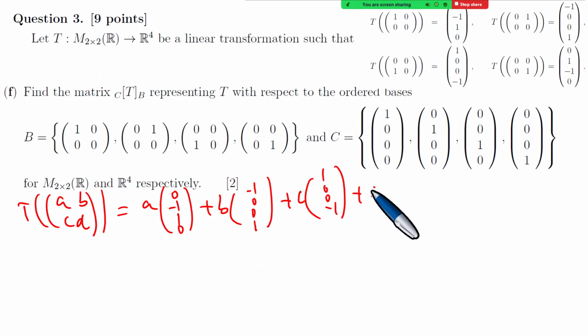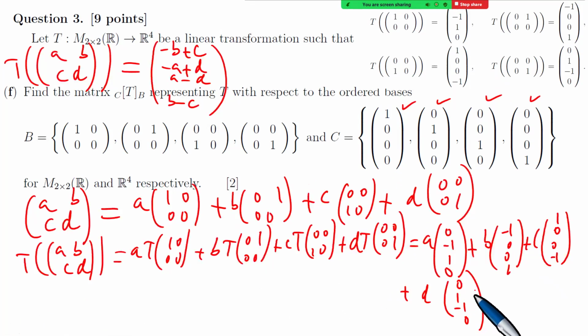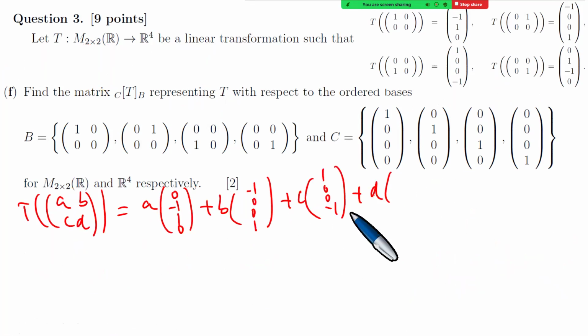Appears we have it right. And then D. What is D? The D part would be 0, 1, minus 1, 0. Like this.